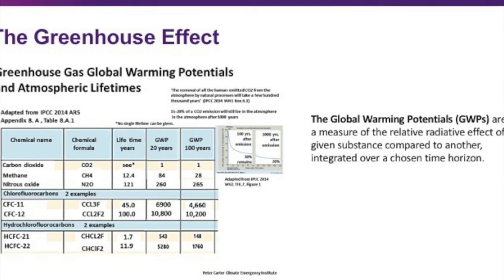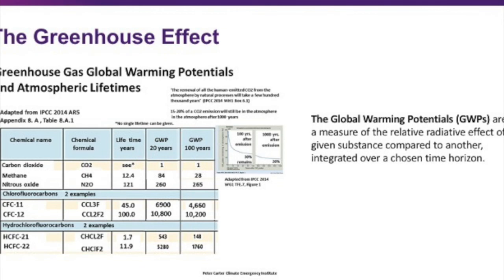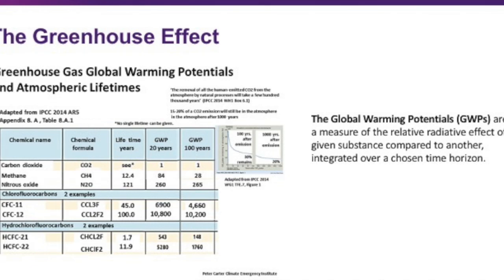It is interesting to see that for carbon dioxide, the lifetime in years is not defined. This is because it really depends on what we were talking about, short-term and long-term phenomena. For instance, the removal of all the human-emitted CO2 from the atmosphere by natural processes will take a few hundred thousand years. But there are some other carbon budgets that can remain in the atmosphere for a shorter period. Okay.